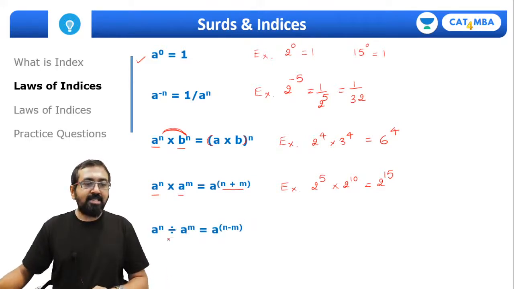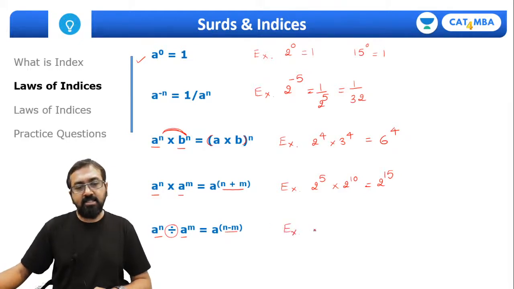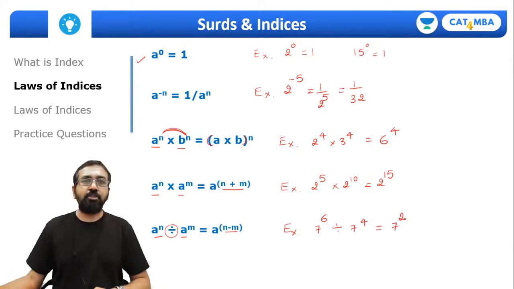The other rule says that a raised to n divided by a raised to m is equal to a raised to n minus m. That means if two numbers have the same bases, the powers are different, but the numbers are in division, then we'll take the difference of the powers. For example, let me take 7 raised to 6 divided by 7 raised to 4. So this is 7 raised to 6 minus 4, that is 7 raised to 2.